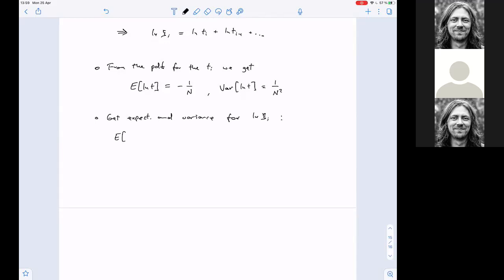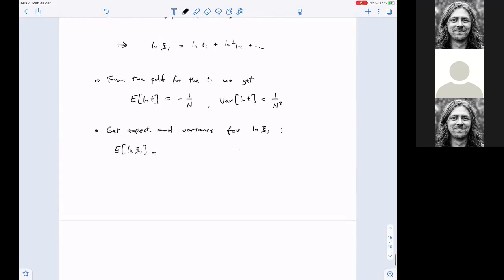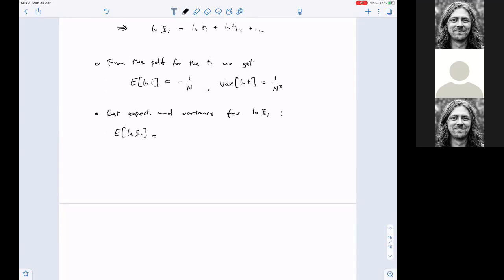So the expectation value for ln of psi I is just the expectation value of this sum, but the expectation value of a sum is just the sum of the expectation values. So then it's just this minus 1 over n, minus 1 over n, etc. This is the sum with I terms, so it's just minus I over n.